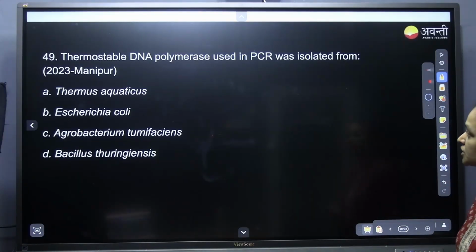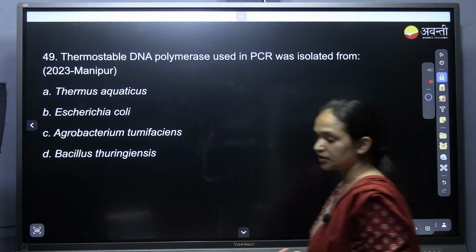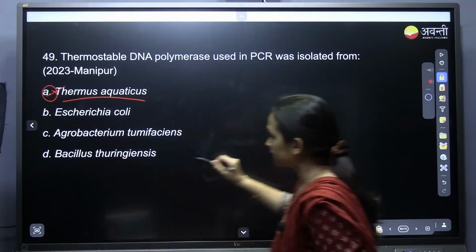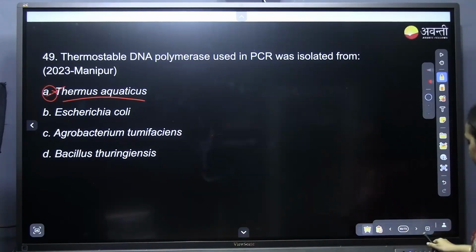Thermostable DNA polymerase used in PCR was isolated from? It was isolated from Thermus aquaticus bacteria.